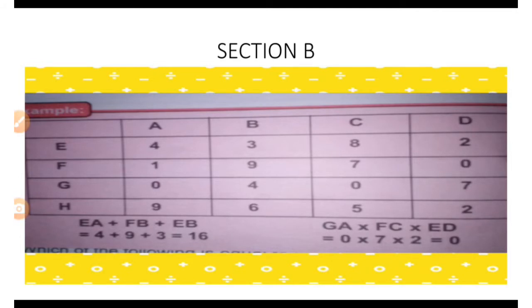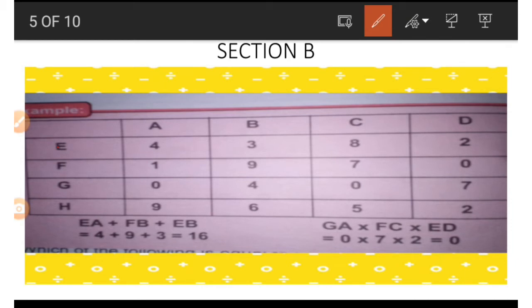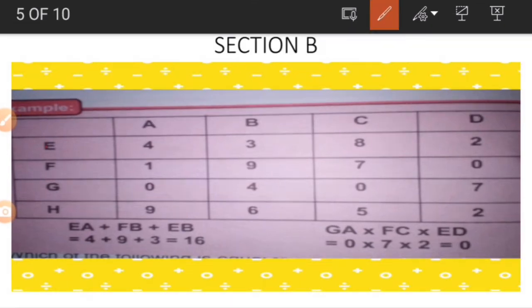Now let's go to section B. In section B, we are going to be tracing. The first thing we are going to try to do is to understand how to trace. For example, if we are to trace EA, we trace E from the side and A from the top. That gives us the number at the point where they meet. That is how to get the number.